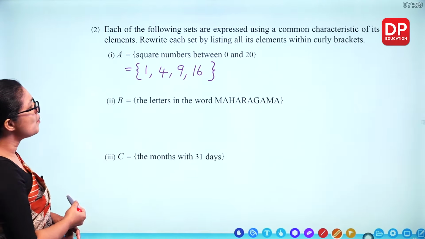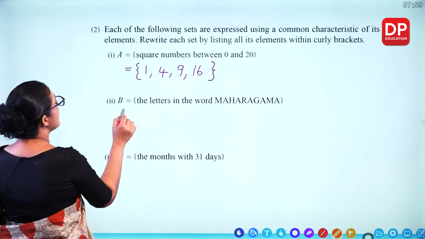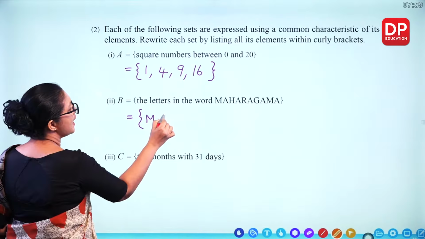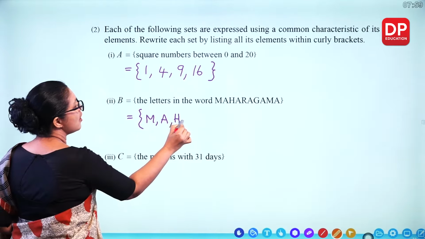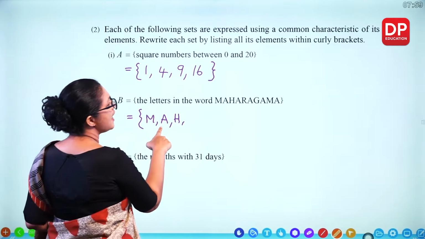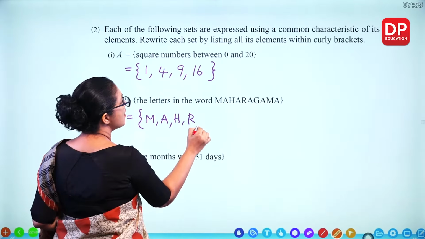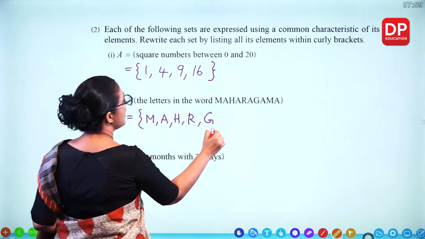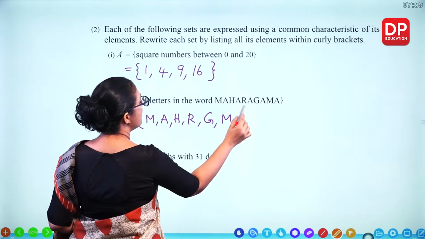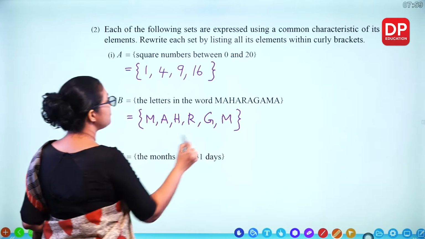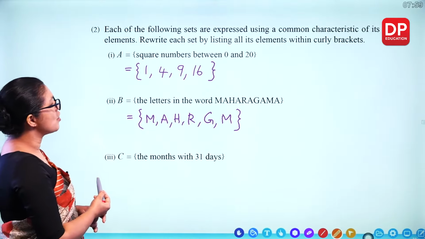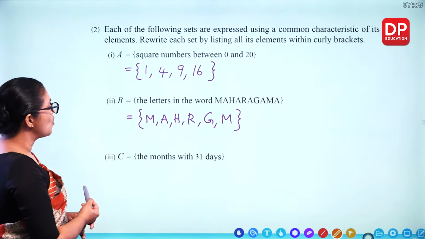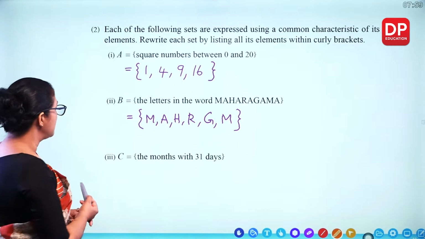The letters in the word Maharagama. So what are the letters? We can write M, A, H, A, you can't repeat again, R, A, you can't repeat again, G, A, M, A. So M, A, H, R, G.